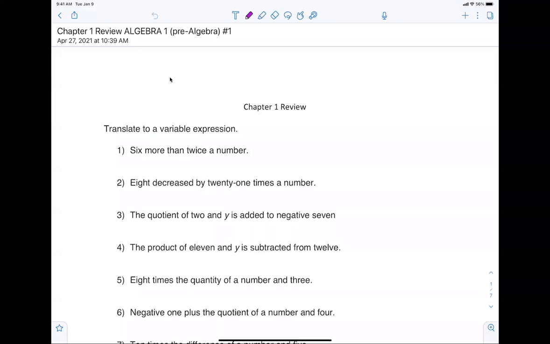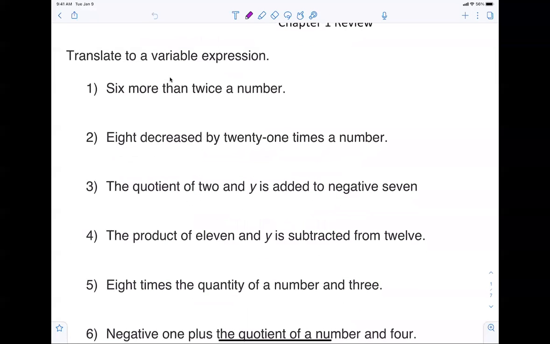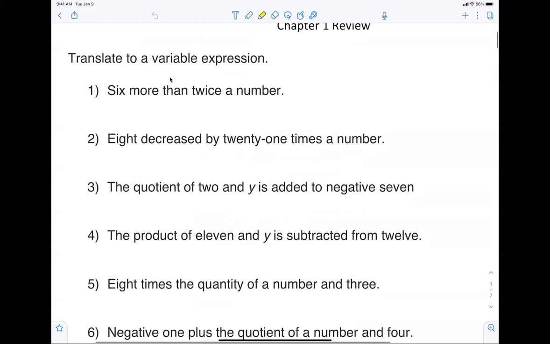Number 1. 6 more than twice a number. What am I doing? First of all, KK, tell me what more than means. Plus. So I want you to put a plus right above it. Now, your problem is it 6 plus or is it plus 6? That is correct. Wow, KK, good job, girl. Come on, it's not that hard.